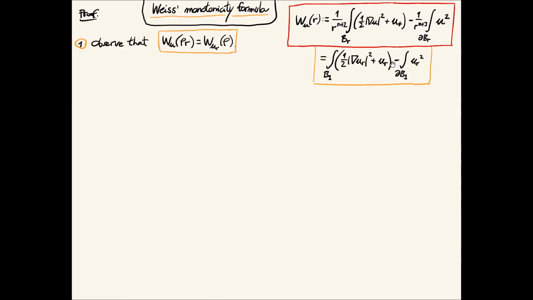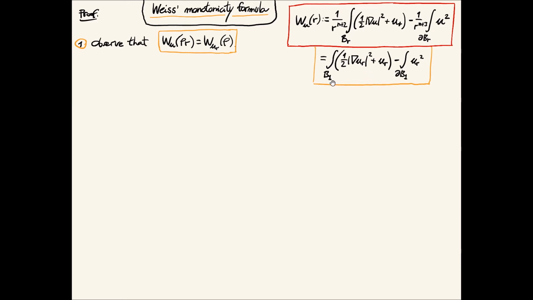The first thing, as I said before, is that the powers of R in this quantity are chosen so that this is true: the Weiss quantity at scale R is the same as the Weiss quantity for U_R at scale 1.